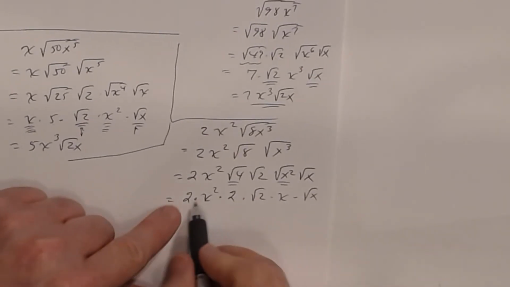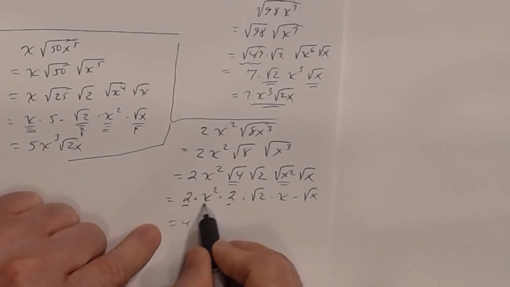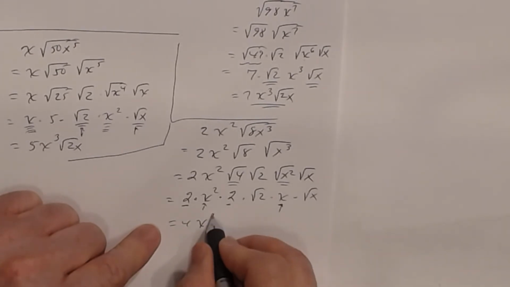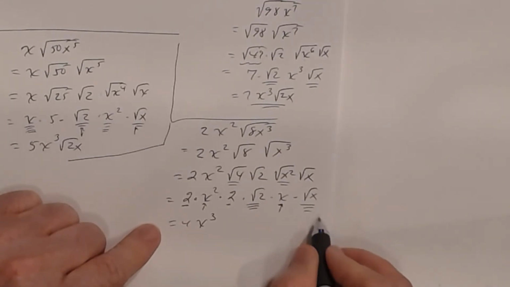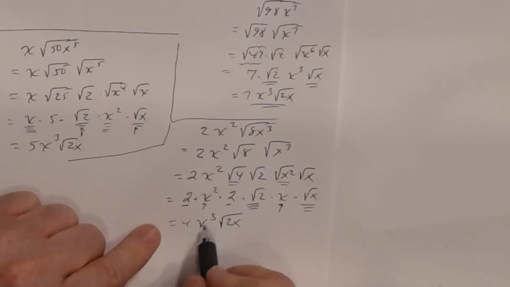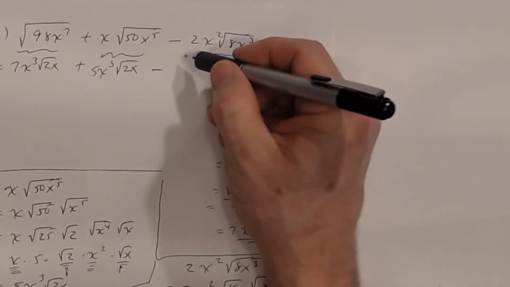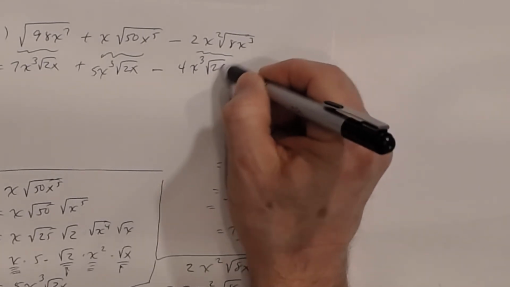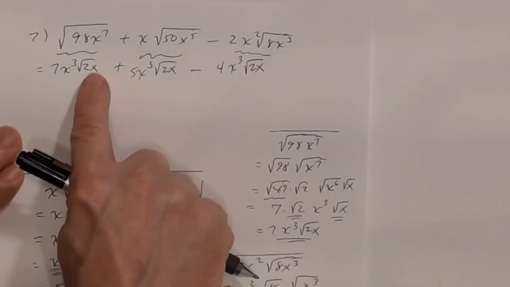And I know now that this 2 times this 2 is 4. This x squared times this x squared times x is x cubed. And then this square root of 2 times this square root of x is the square root of 2x. So now I'm going to rewrite this here: minus 4x cubed square root of 2x.